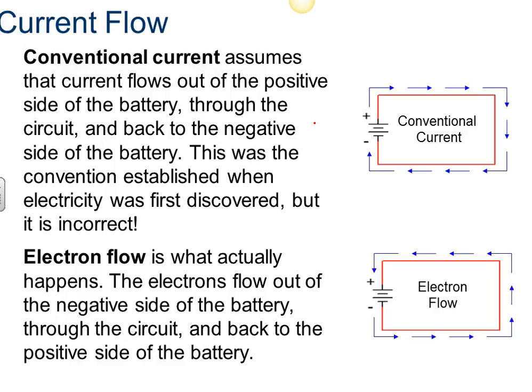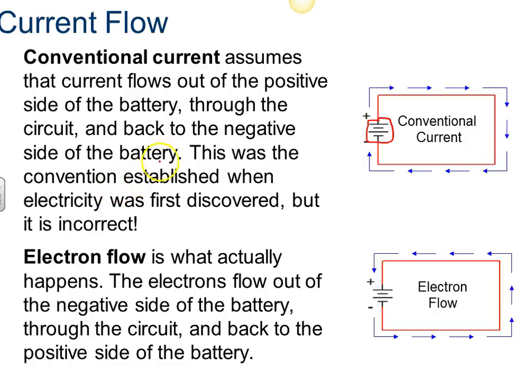Okay, when we look at current flow, we have two different types of current that we could be considering, and we have to be specific as to what it is that we're actually looking at. One of those is conventional current, which assumes that current flows out of the positive side of the battery through the circuit and back to the negative side. So we have something flowing. This is the symbol for a battery over here. So from the positive side, we have arrows showing that the current is flowing in this direction to end back at the negative side.